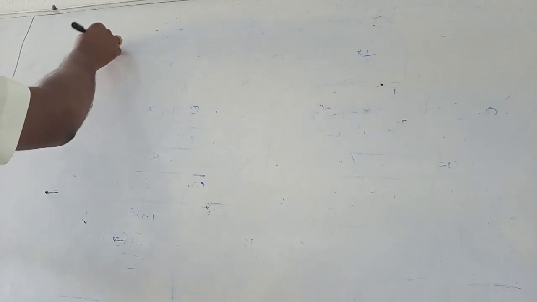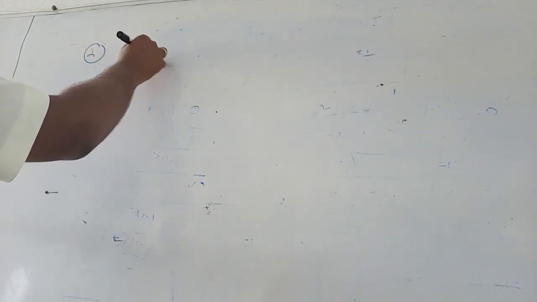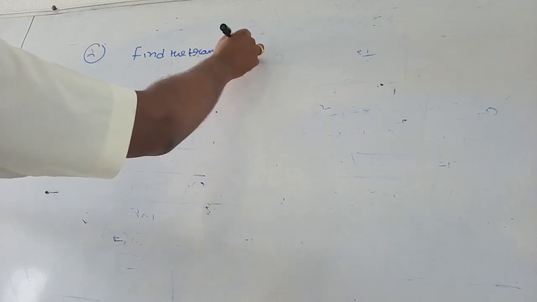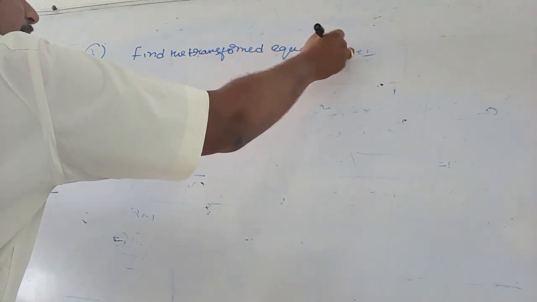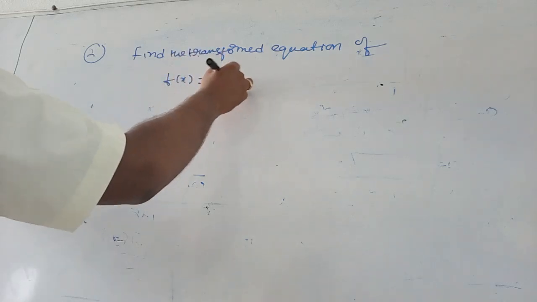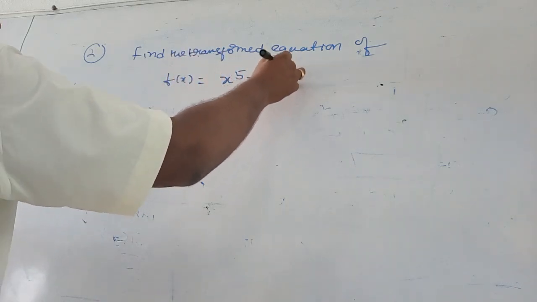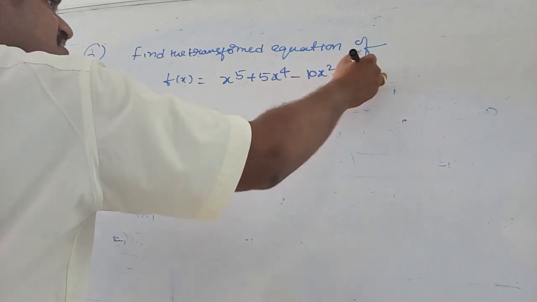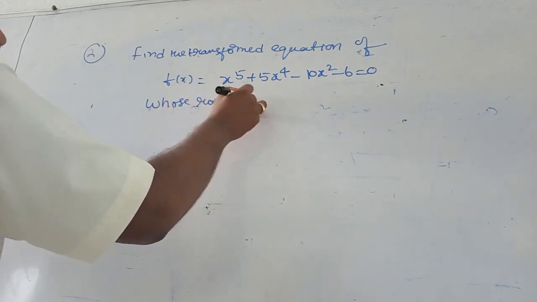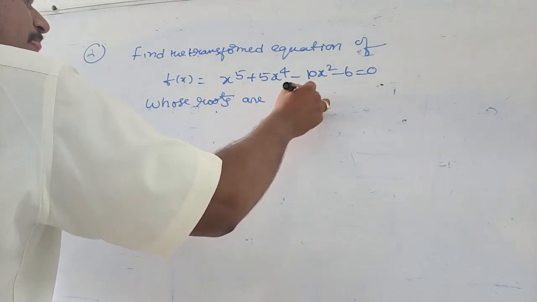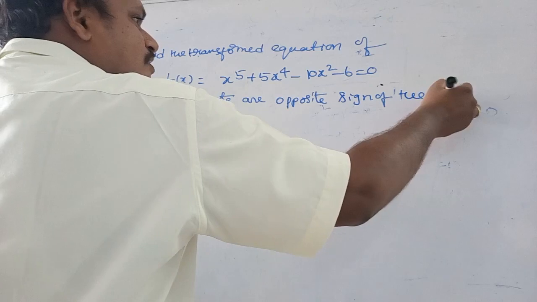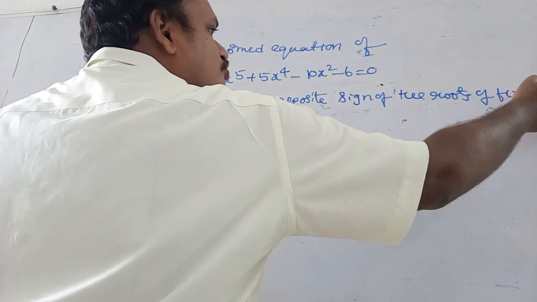Now the second problem of today's class is: find the transformed equation of f of x is equal to x power 5 plus 5x power 4 minus 10x square minus 6 is equal to 0, whose roots are of opposite sign to the roots of f of x is equal to 0.